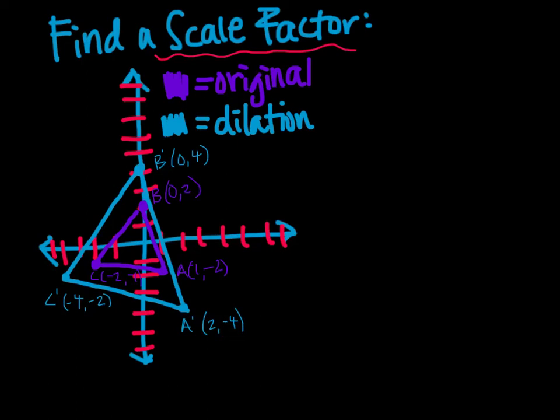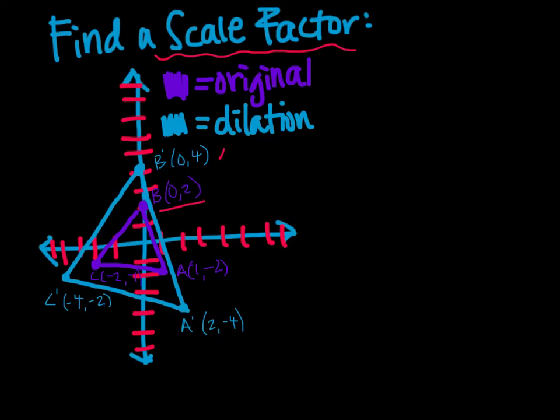So our original shape is this shape with the darker blue. We have B, which is 0, 2. We have A, which is 1, negative 2, and C, which is negative 2, negative 1. And our dilation, B prime ends up being 0, 4. A prime ends up being 2, negative 4. And C prime ends up being negative 4, negative 2.